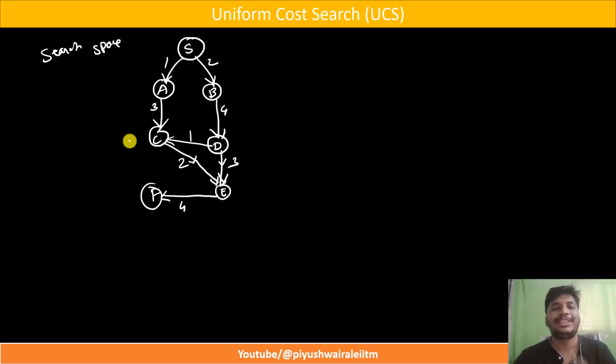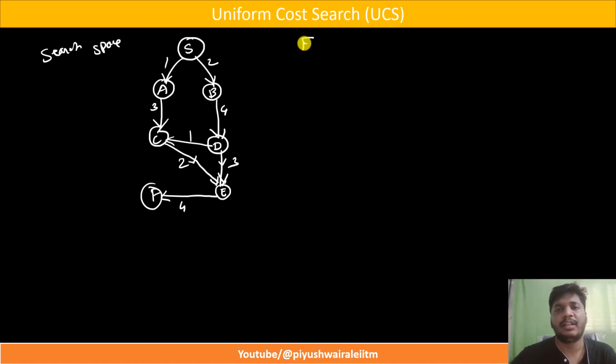Our goal is to reach F from the S. So this is our initial state S, and this is our goal state F, by using uniform cost search, right? So I can go this way, I can go like this also, or I can go like this also, right? Now which one is the optimum path? So let us find out in this case.